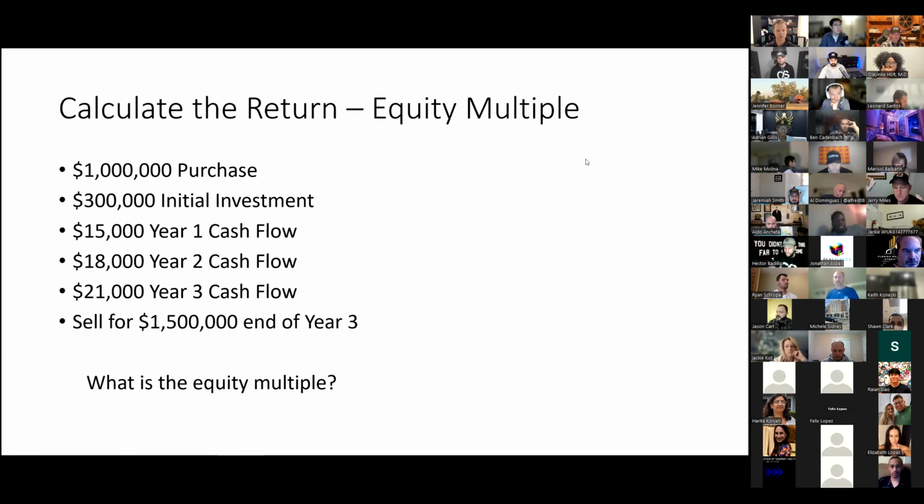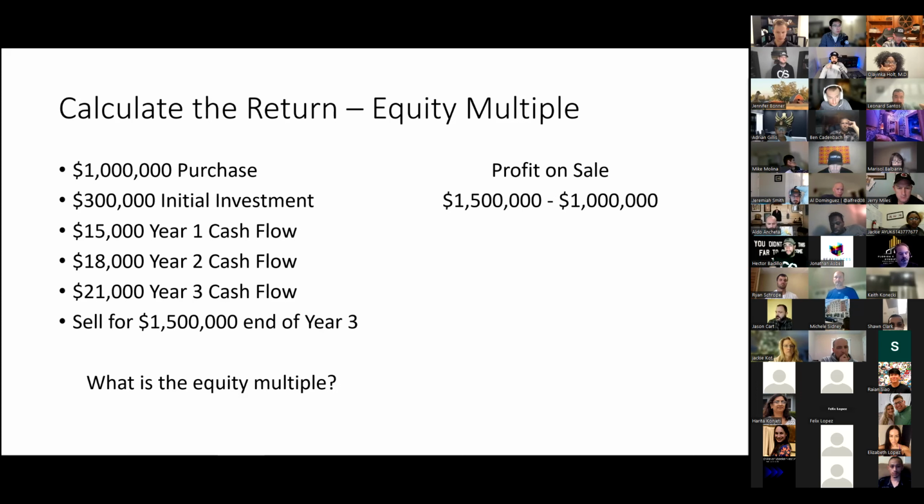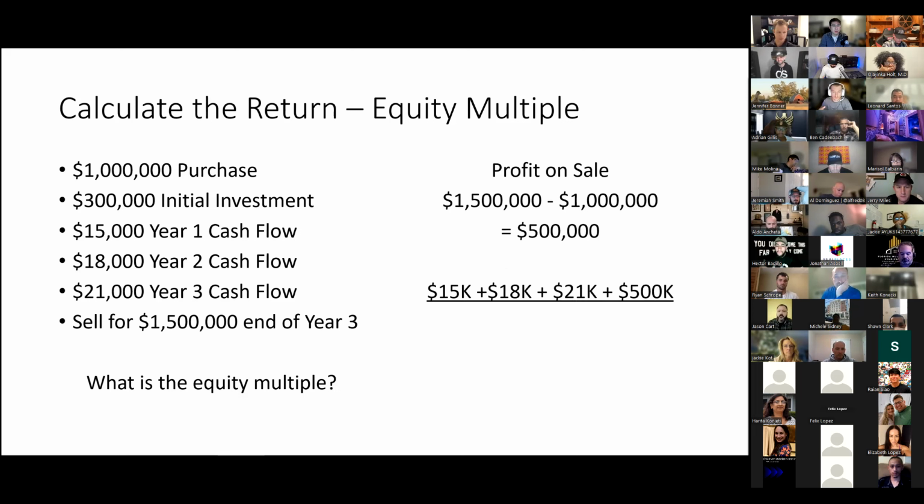So in this example here, this is no investors. This is on a property level. The first thing you want to calculate is the profit on the sale. You sold it for 1.5 million, you bought it for 1 million, so the profit was 500K. Then you want to add up all the cash flows and the sale, divide that by the initial investment, and that equals a 1.48x equity multiple on a property.